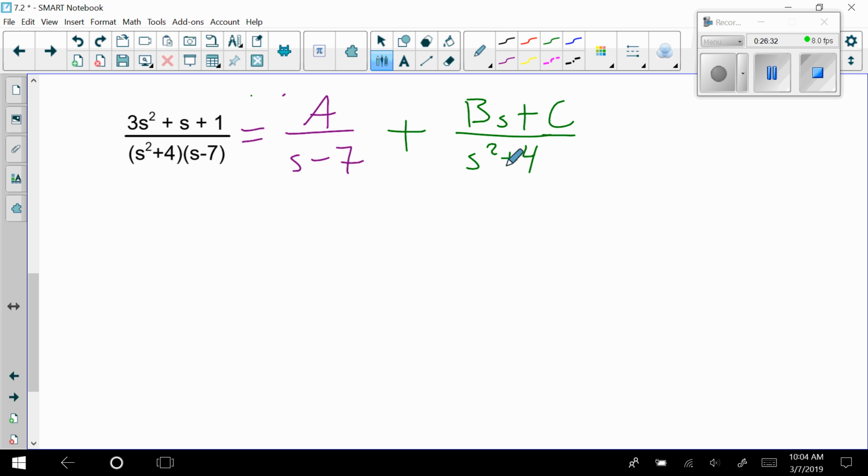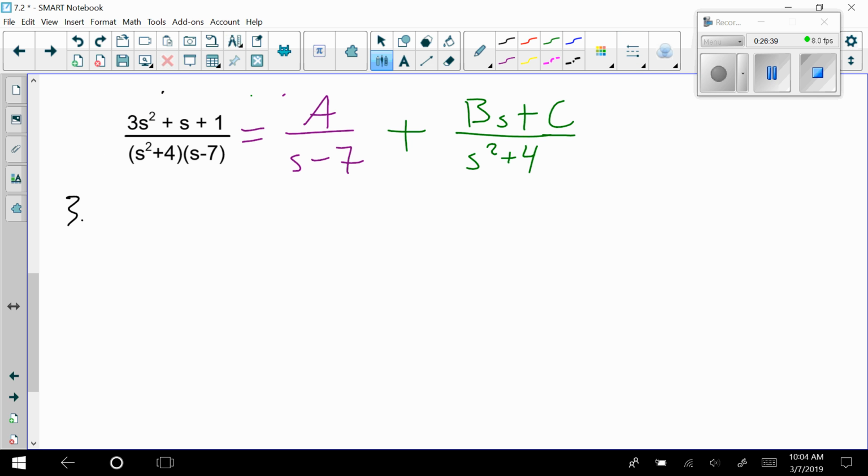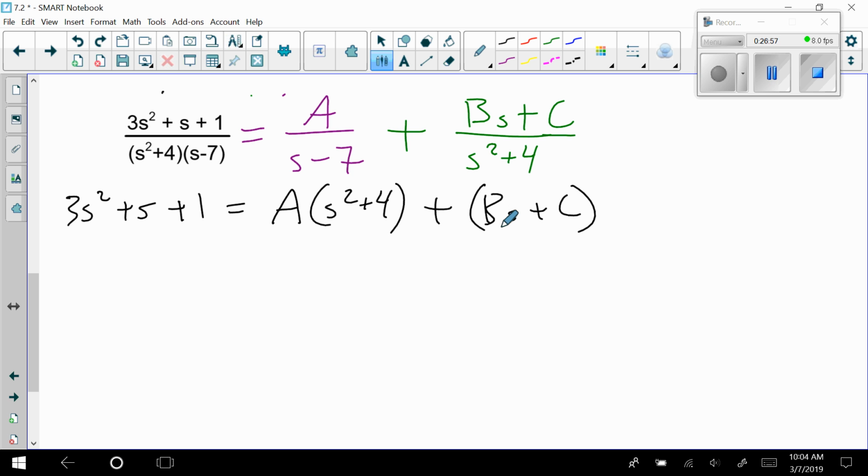The next thing that we're going to need to do is set up the auxiliary equation, which I really enjoy doing. You take this 3S squared plus S plus 1 equals A times whatever it's missing. Well, it has S minus 7. If we're going to make a common denominator, it'd be S squared plus 4. And then we just keep moving. Then I have this BS plus C. It's a binomial there, so put it in parentheses. And then what is it missing? Well, it's missing the S minus 7. Okay, this one looks much simpler, at least at the start here.